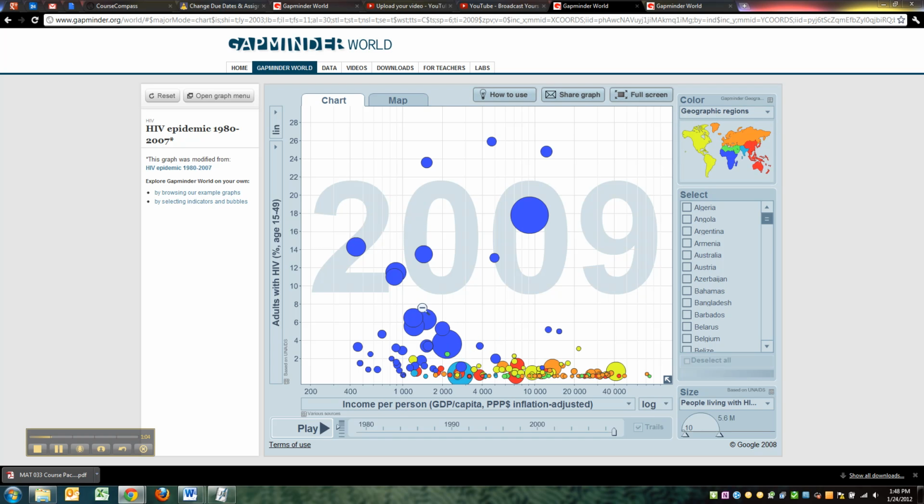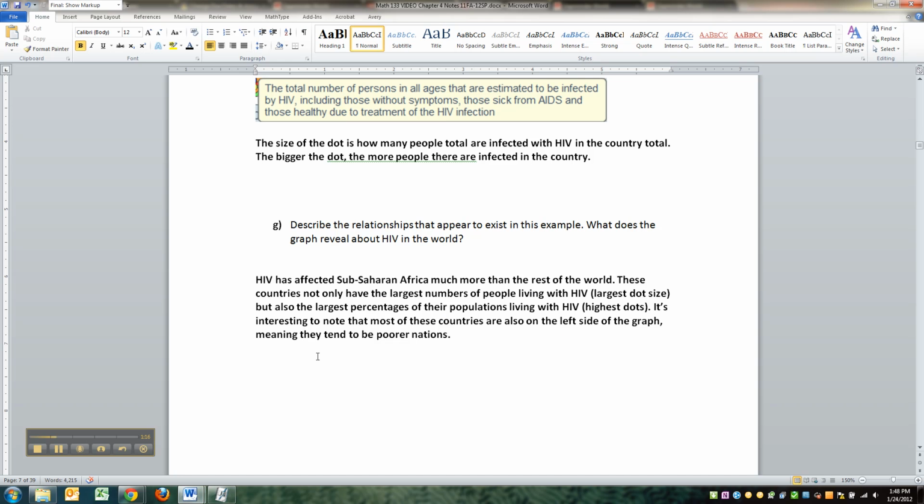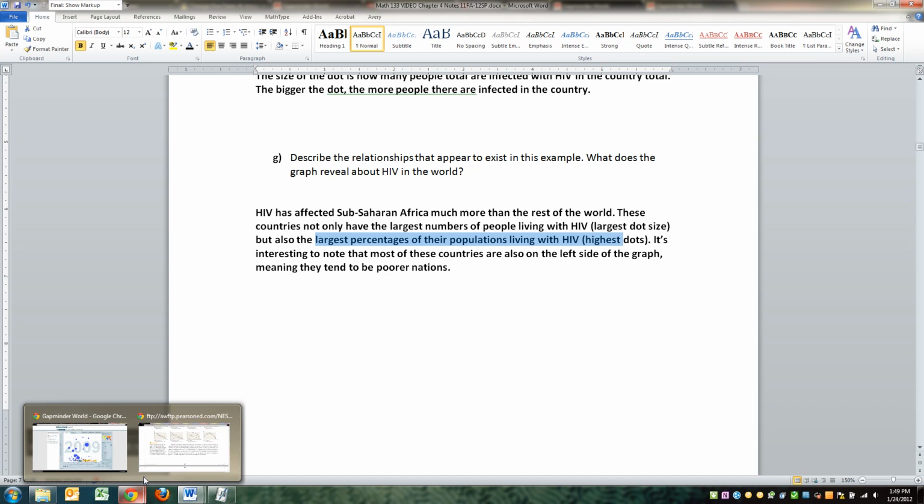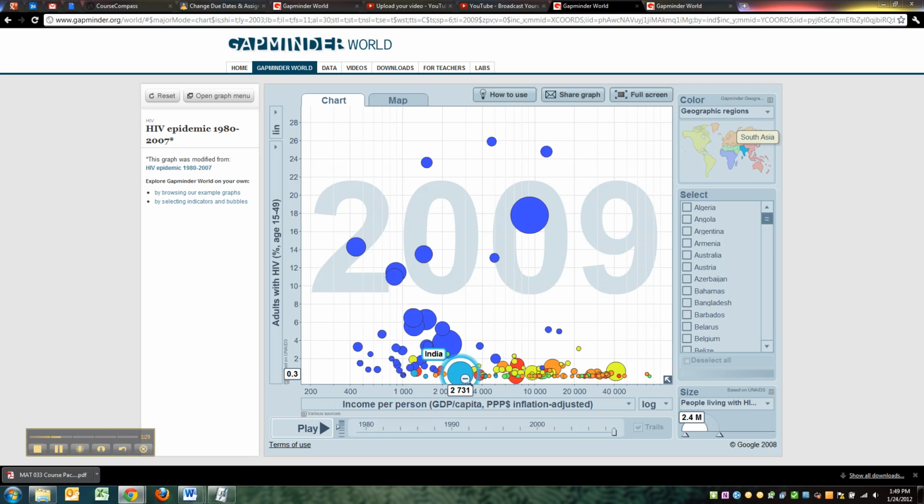But you can see that these blue countries are not only the largest dots in general, right? Although India is pretty large. So they're not only the largest dots, which means the largest number of people living with HIV, but they also have the highest percentages of their population. India has quite a big number as well, but India has a huge population. So even though it's 2.4 million people living with HIV in India, that's only 0.3% of the population, because India is such a big country.